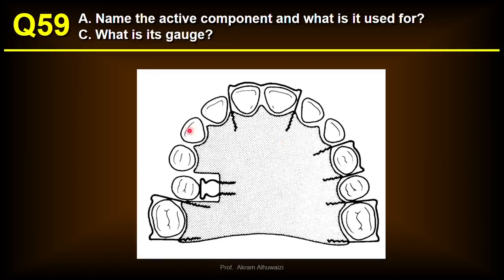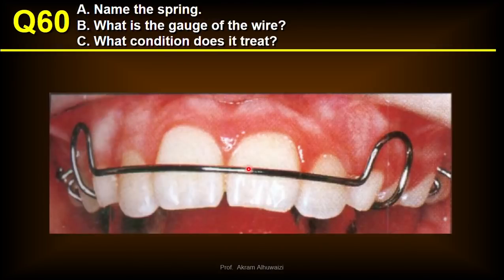For this type, name the active components. The active component is a T-spring. What's it used for? To push the upper 5 labially. What's the gauge of the wire? It's 0.7 mm wire. Name the spring that's used here, and it's a Howley arch. The gauge of the wire is 0.7 mm, and the condition that it treats is anterior increased overjet, which is 6 mm or less.